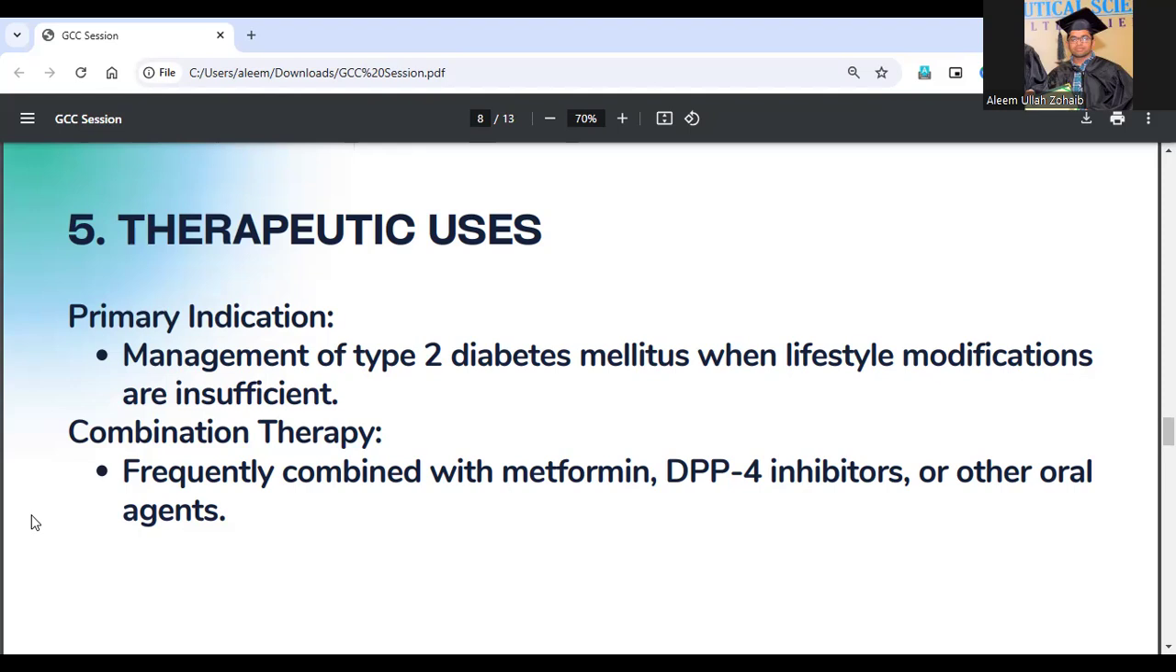Also, the DPP4 inhibitors: normally there is a glucagon like peptide in the intestine that stimulates glucagon, and glucagon increases the glucose level. DPP4 inhibitors inhibit the glucagon like peptide, preventing the increase in insulin.